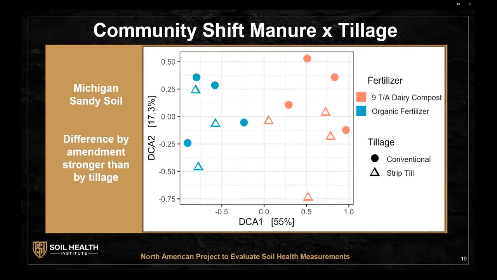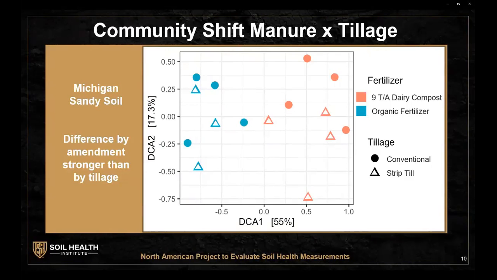There are a lot of other sites in the experiment where we do see a difference in the microbial community based on tillage. But here, where we have the addition of manure and we're in a sandy soil, we see that the manure is driving the community change and not the tillage.